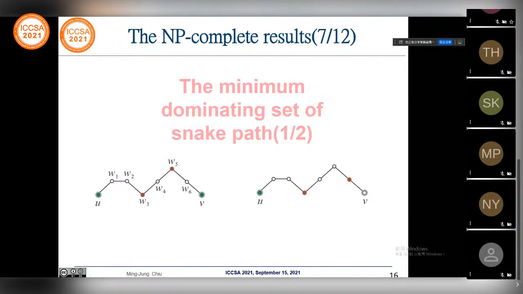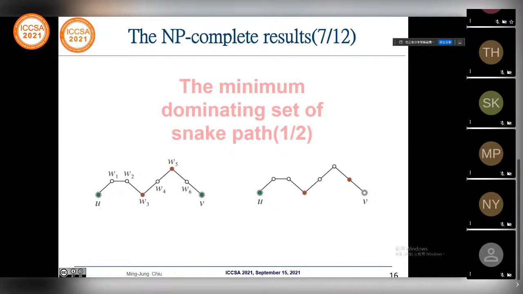Let's talk about the minimum dominating set of the snake path. We need to find out the size of the minimum dominating set of the snake path. There are four situations about U and V. First, we consider U and V both as dominated vertices. Then, from W1 to W6, the size of the minimum dominating set is 2. It will have 2 dominating vertices.